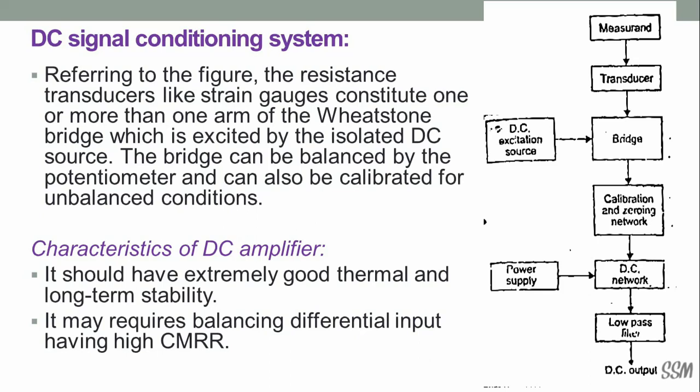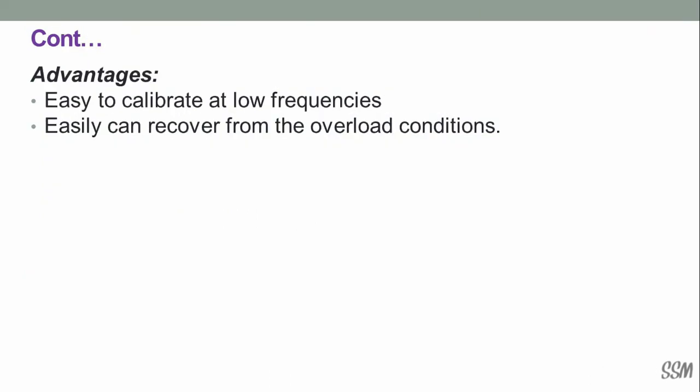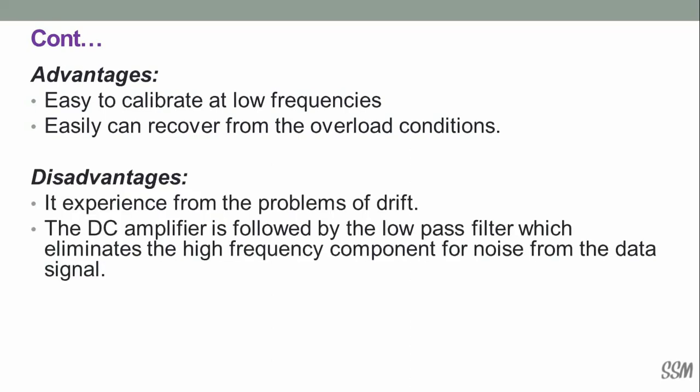CMRR is a measure of the ratio of desired signal to undesired signal. This value should be as high as possible. Advantages: the DC amplifier is easy to calibrate at low frequencies and can be easily recovered from overload conditions. Disadvantages: the major disadvantage of the DC amplifier is that it suffers from the problem of drift.